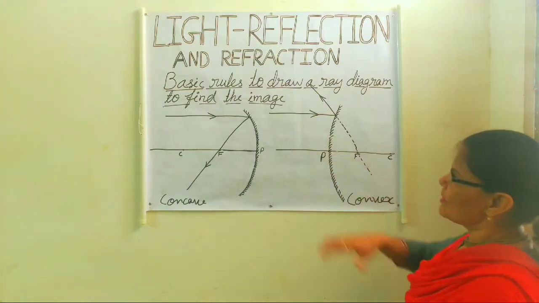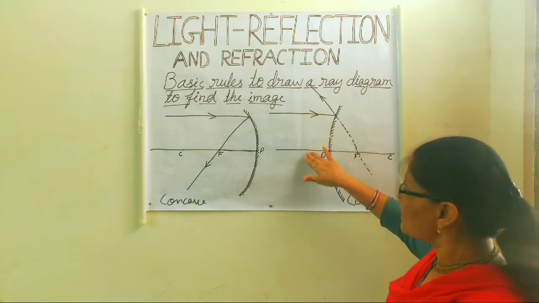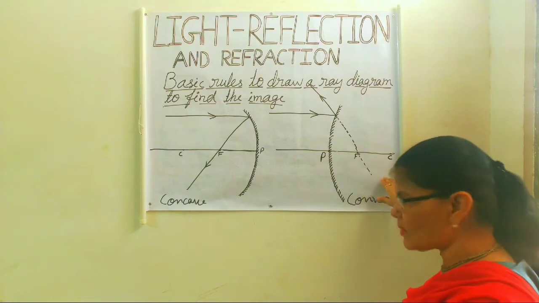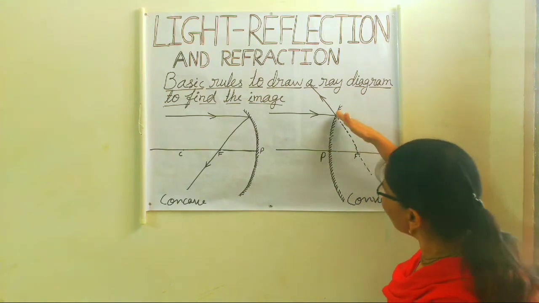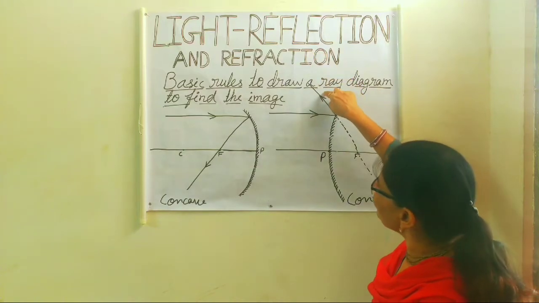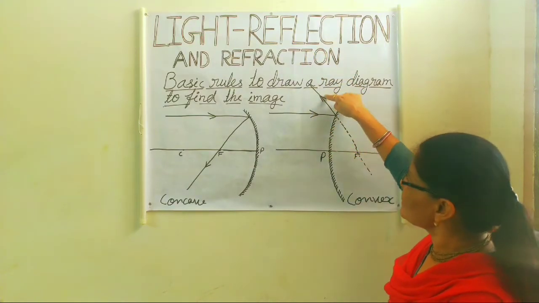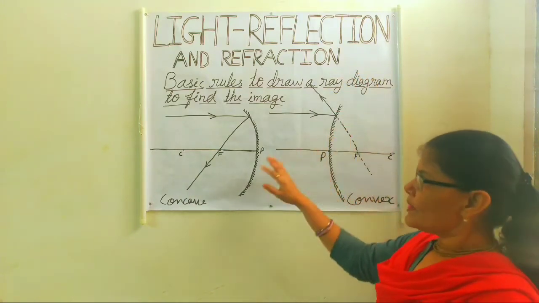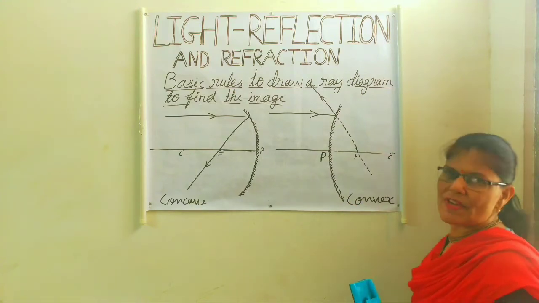When the incident ray comes parallel to the principal axis, it will pass through the principal focus of the convex mirror also, and we have to draw an imaginary line here and extend it here. So this is the reflected ray. The arrow should be here, and in this case the reflected ray arrow should be here. In both the cases we have to take care that the laws of reflection will be followed.